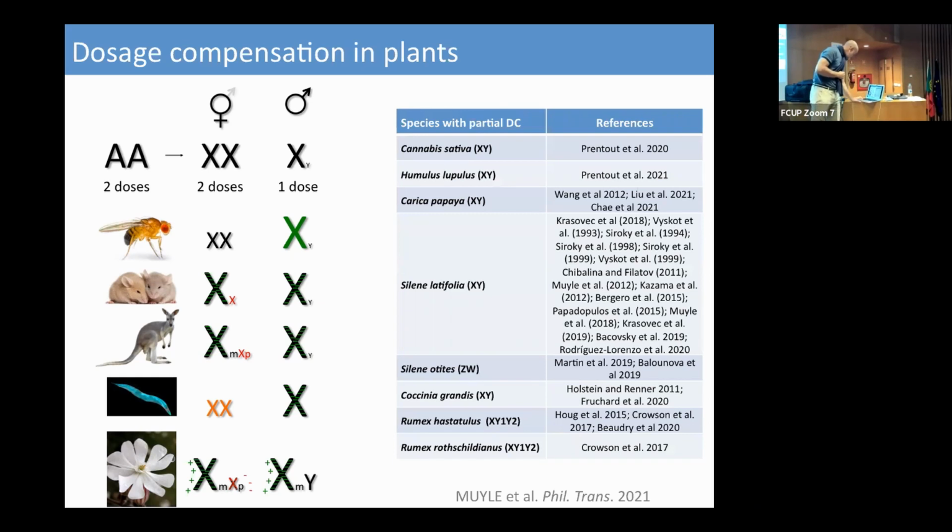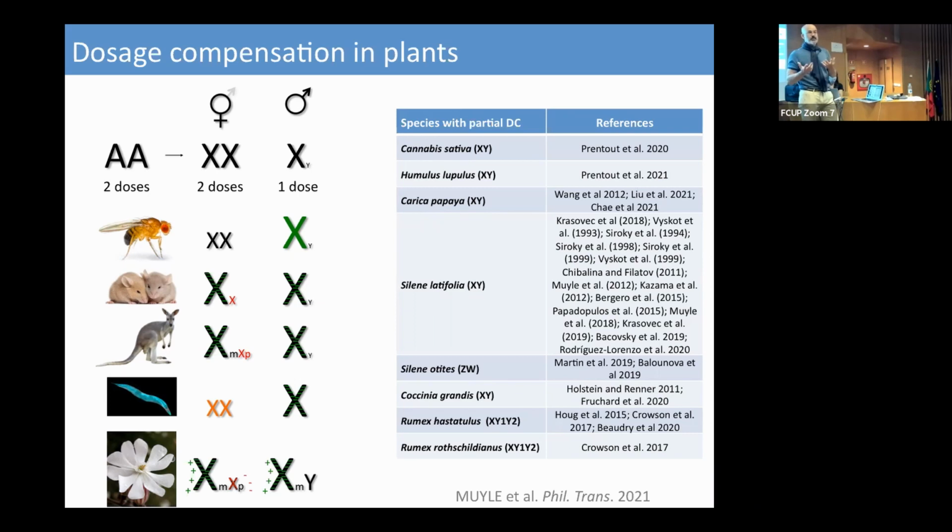We found more species with partial dosage compensation, more plant species that are listed here. So it seems that it's not something weird in Silene latifolia. It seems that dosage compensation does exist in plants, and it is possibly widespread.